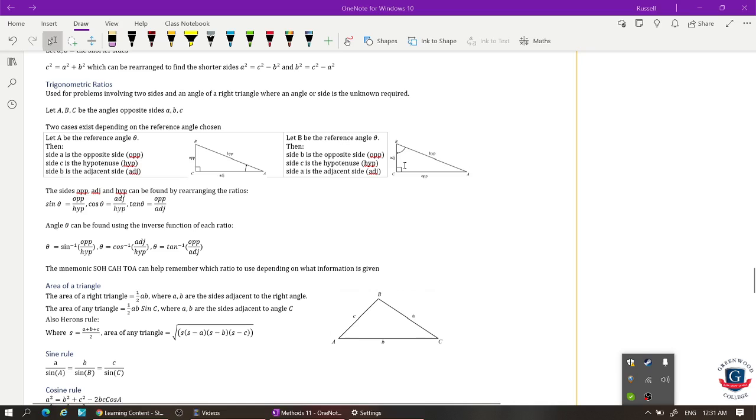Trigonometric ratios. Lots of people know this as SOHCAHTOA, or sine theta equals opposite over hypotenuse, cos theta equals adjacent over hypotenuse, and tan theta equals opposite over adjacent.